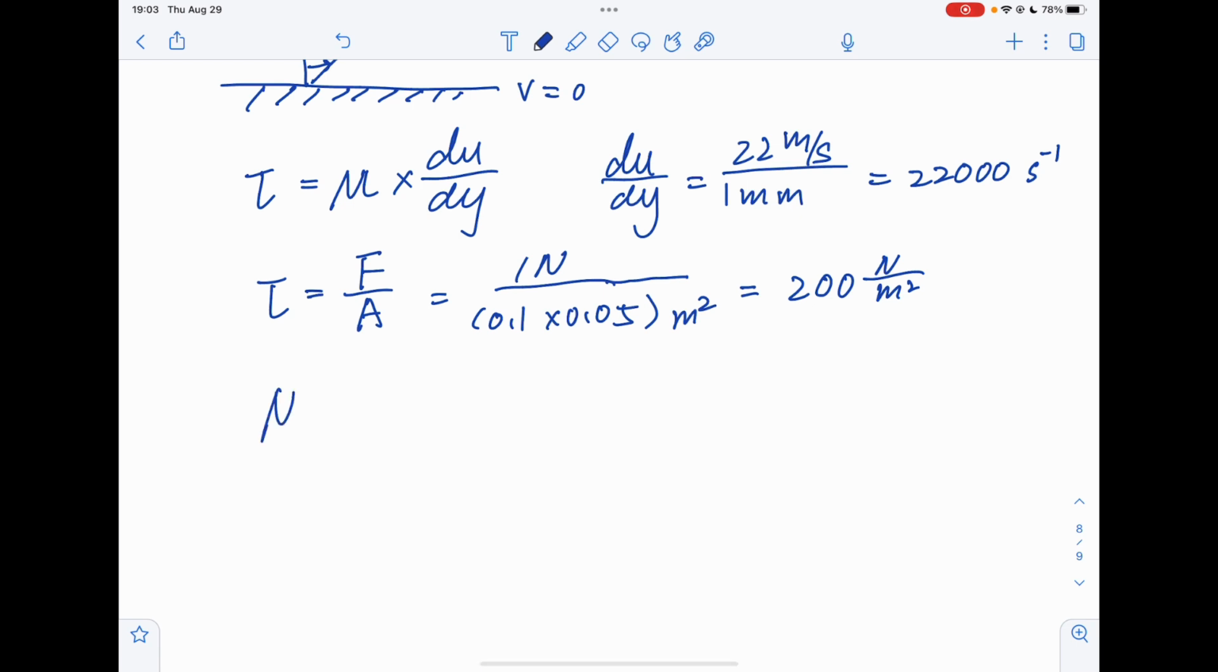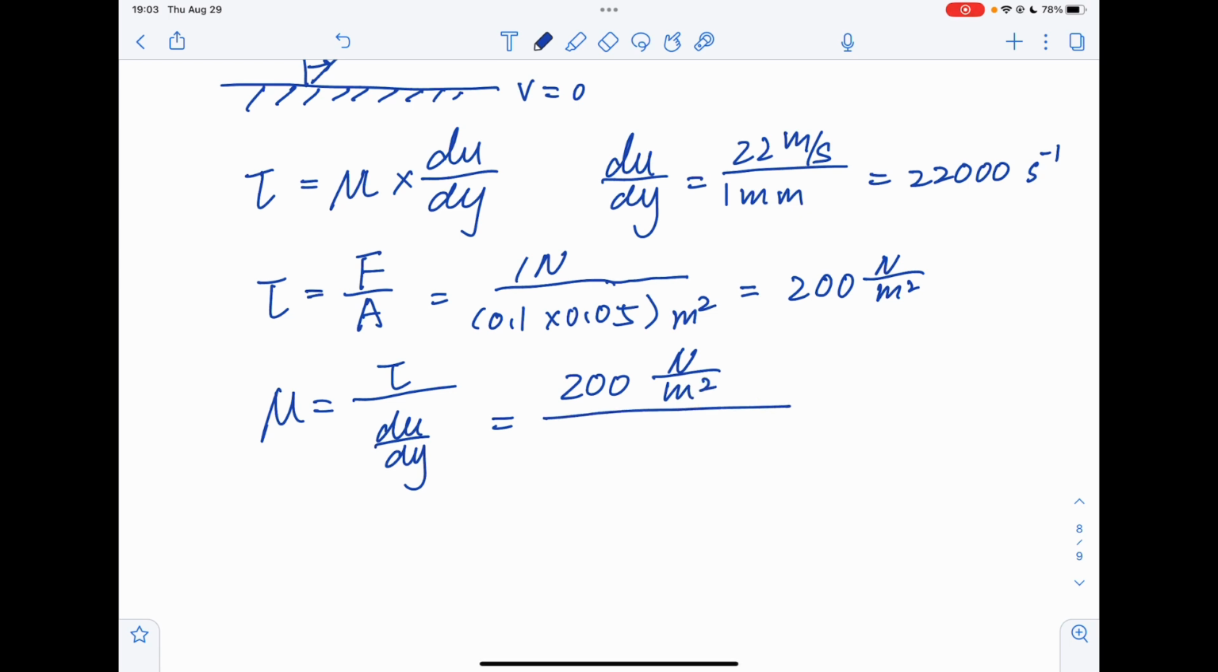So the mu will be tau over du over dy. Okay, 200 Newton per meter squared over 22,000 second to the minus 1 power, which will give us 9.09 times 10 to the negative 3 Newton second per square meter.